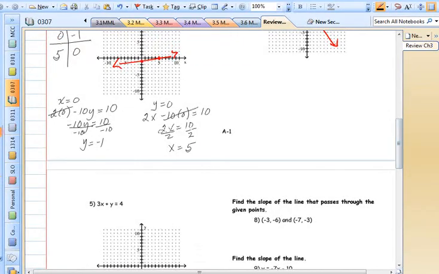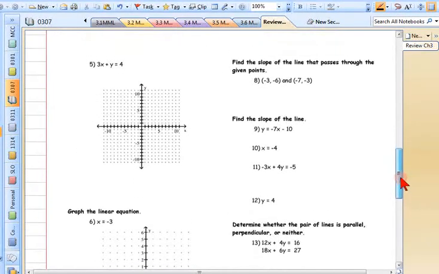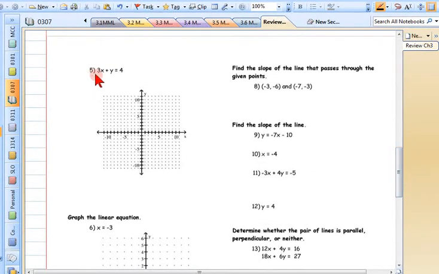All right, problem number 5 is on the next page. The first thing I'm going to need to do is get it in that slope-intercept form. So I'm going to need to say y is equal to negative 3x plus 4. I will begin on the y-axis at 4, and I will move negative 3. I need a denominator, so I put a 1. That tells me the rise is negative, so it's down. The run is positive, so I go right.